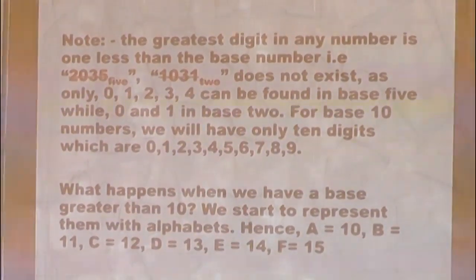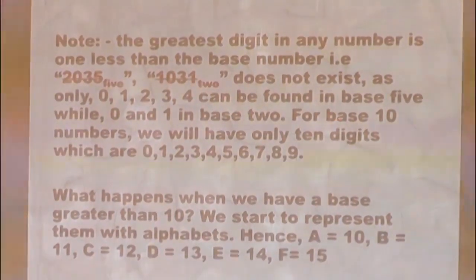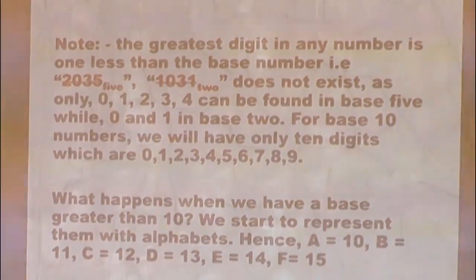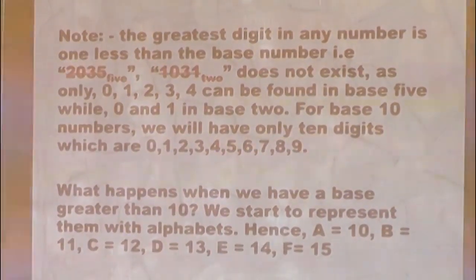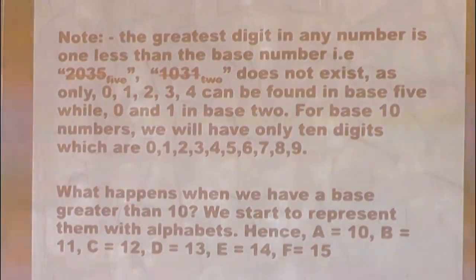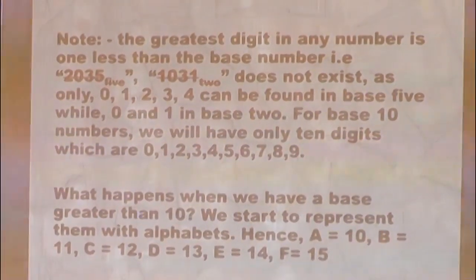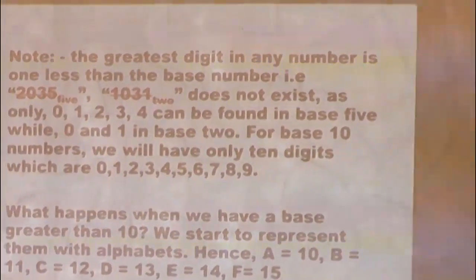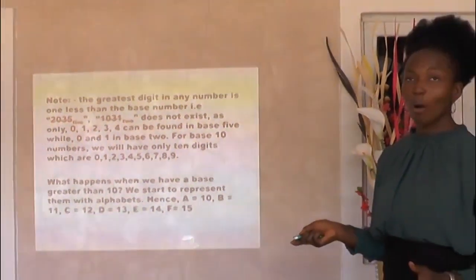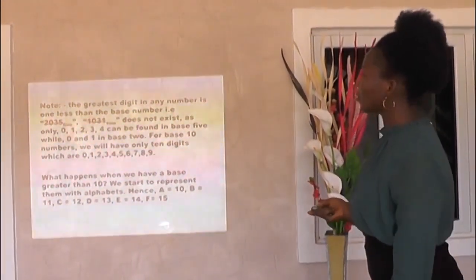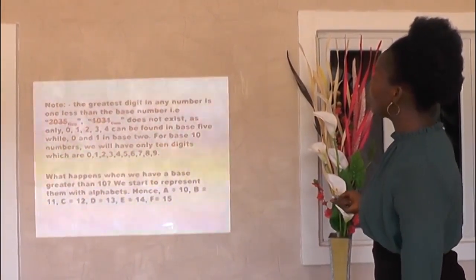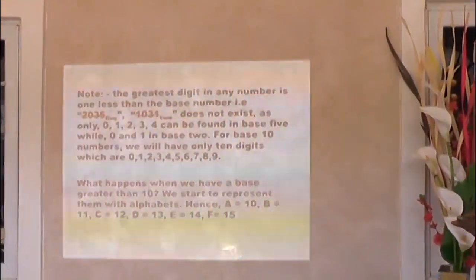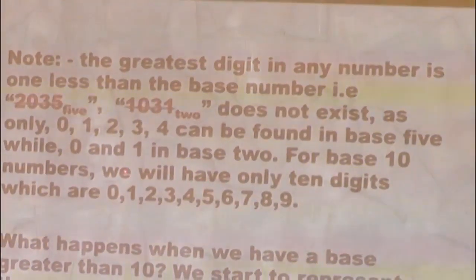So we conclude that 1023 can be found in base 5, while 0 and 1, which is 2 digits, are just the digits that make up any base 2 number. So I can't say I have a base 2 number and I'll be having the digit 3, the digit 2, 4 in a base 2 number. All that a base 2 number is made up of is 0 and 1. Okay? And we have only 10 digits, which are 0, 1, 2, 3, 4, 5, 6, 7, 8, and 9 in a base 10.